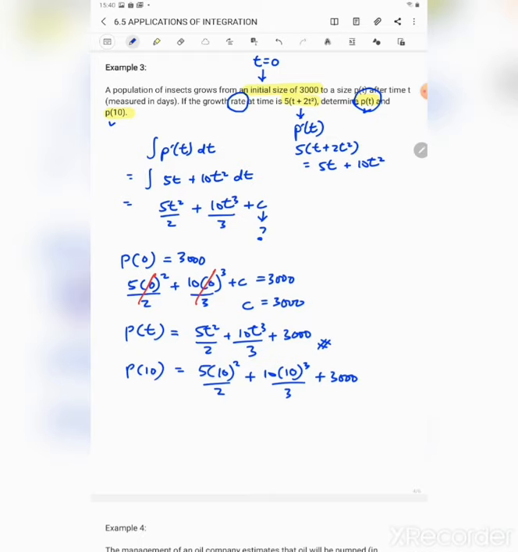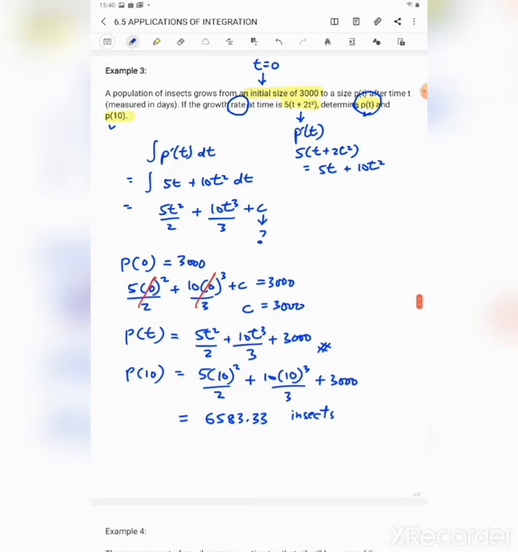When you press your calculator, you will get the value 6,583.33 insects. This is the population of insects. So at time equal to 10 days, the insects will grow up to 6,583.33. I hope you understand this.